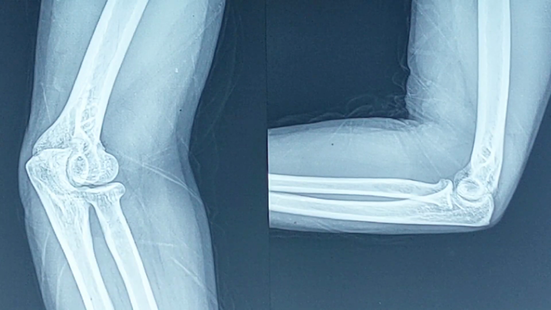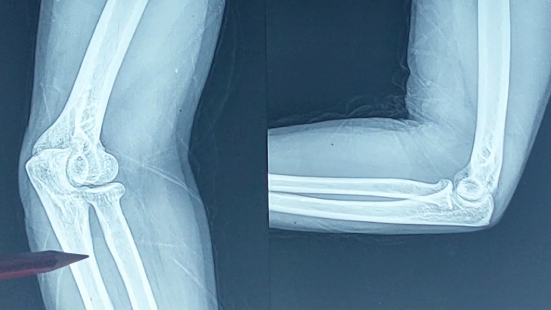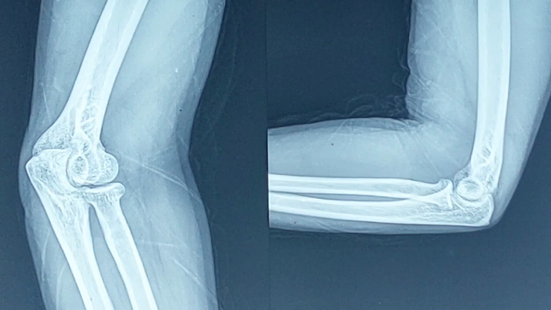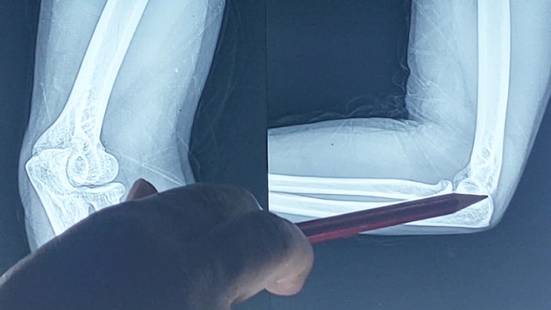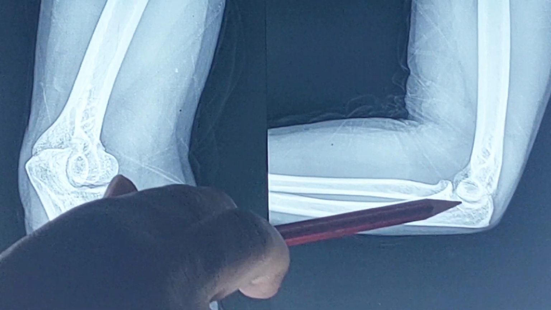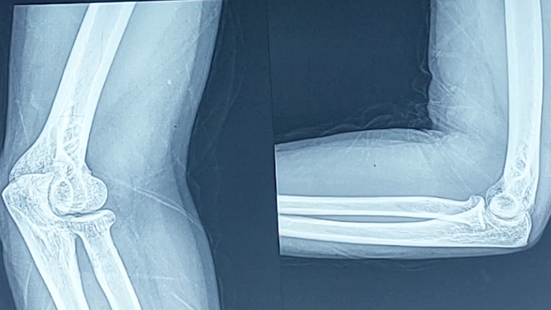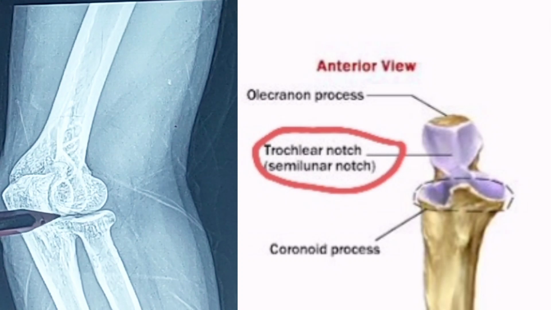Then what are the other parts visible in the upper end of the ulna and the upper end of the radius? In the upper end of the ulna, I told you this is the olecranon process and this is the coronoid process. In the lateral view, you see this is the olecranon process, and this is the coronoid process. Another important feature you must notice is this notch. This notch is facing anteriorly, and it belongs to the ulna.